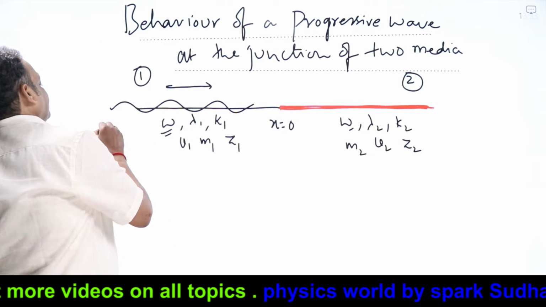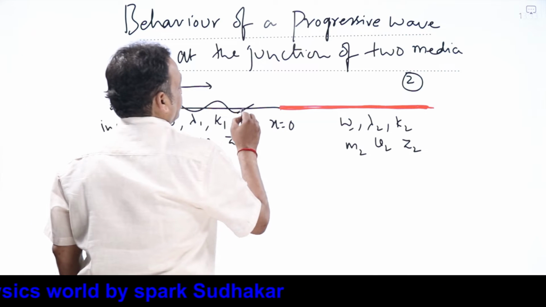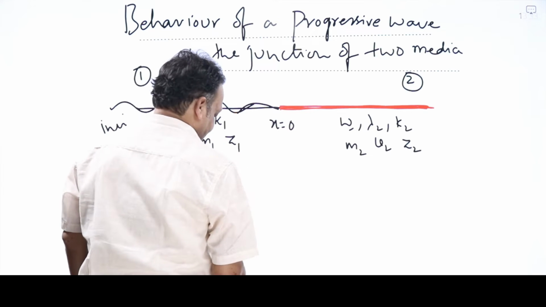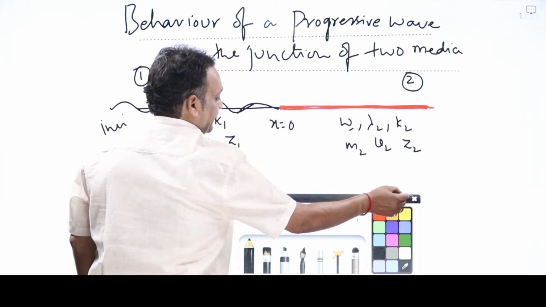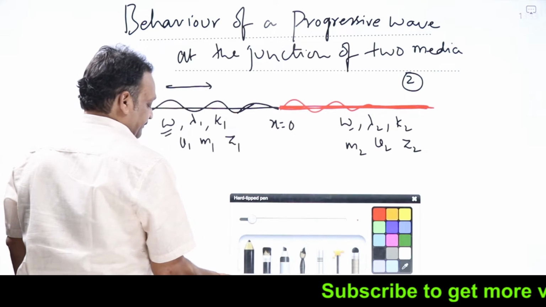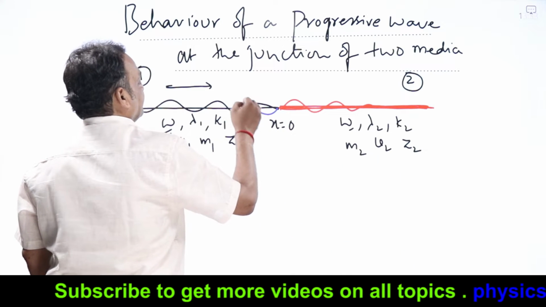I'll call that wave the incident wave. It goes up to the junction, right? Now what will happen? A part of the wave gets transmitted like this. The remaining part of the wave gets reflected like this.